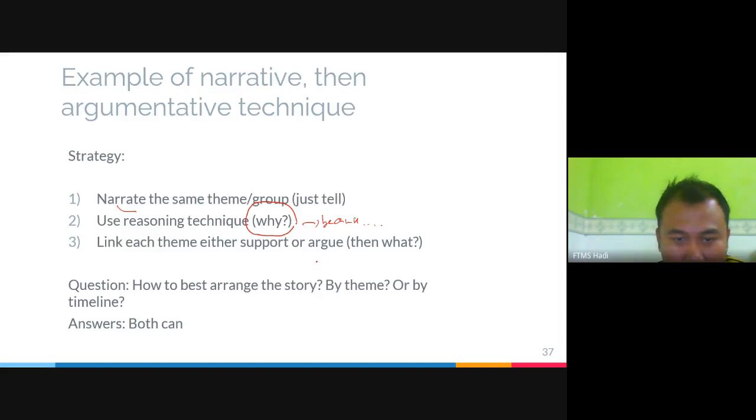Some students ask me how to arrange the story. Is it by team or by timeline? Both can. If by timeline, you arrange between the years 2016 until 2020. If by team, you choose the first group, second group, third group, and so on. I have both examples.